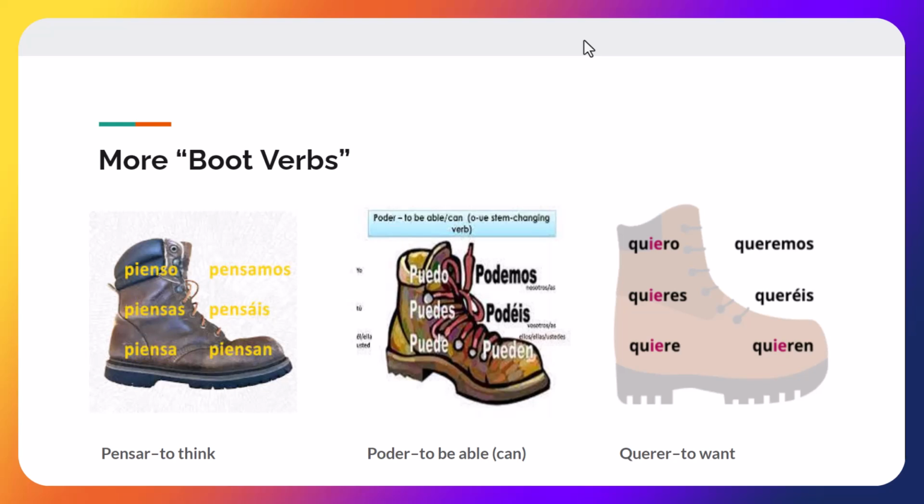Then let's look at the verb querer. Now, querer means to want, and it is an example of an E to IE stem changing verb. So I say quiero for I want, quieres for you want, etc. Let's conjugate it together. Quiero, quieres, quiere, queremos, quieren. I want, you want, he wants, we want, they want.